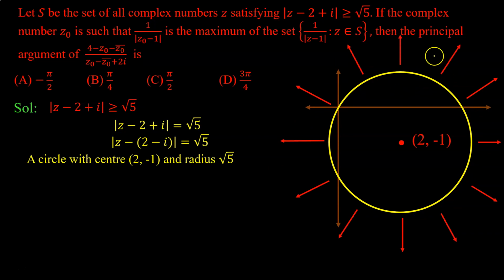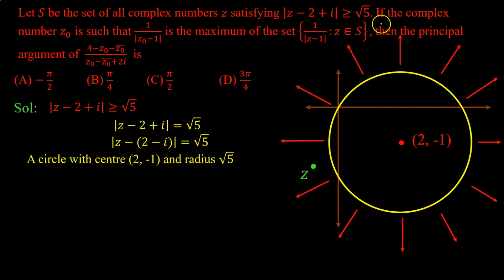So points on the circle and points lying outside the circle, all these points will satisfy this condition. That means the set S is the set of all complex numbers which lie on this yellow circle or outside the yellow circle. Therefore Z can be anywhere in this region, on the circle or outside the circle.